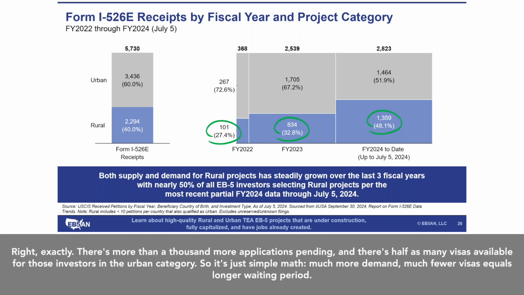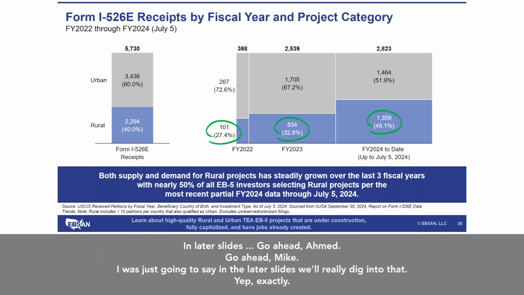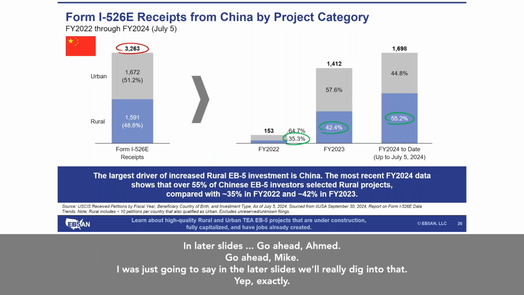Right, exactly. There are more than 1,000 more applications pending, and there are half as many visas available for those investors in the urban category, right? So it's just simple: much more demand, much fewer visas equals a longer waiting period. Yeah, and in later slides, we'll really dig into that. Yep, exactly.